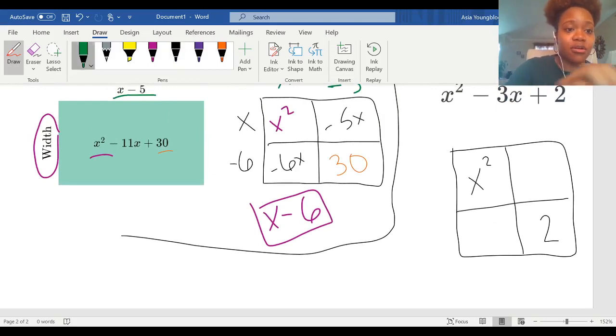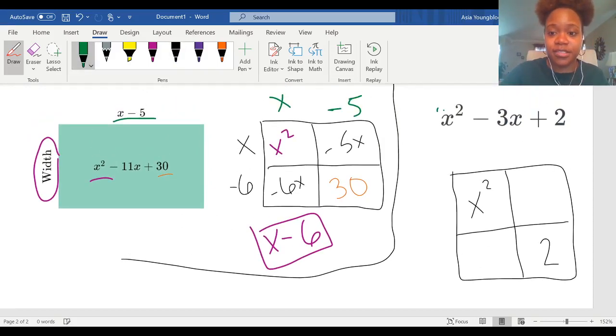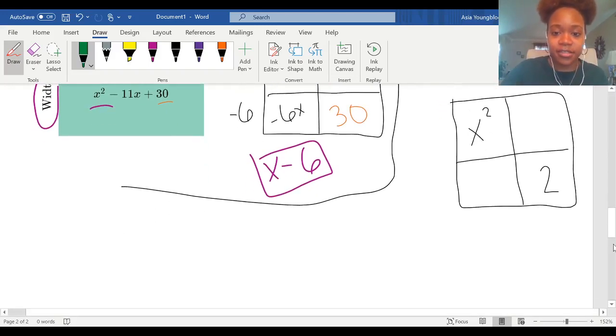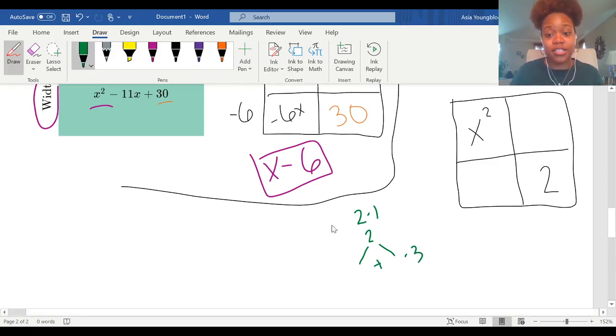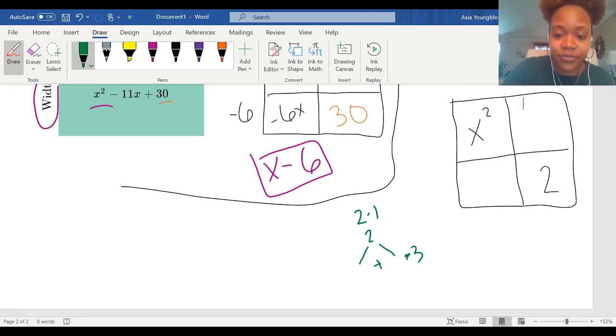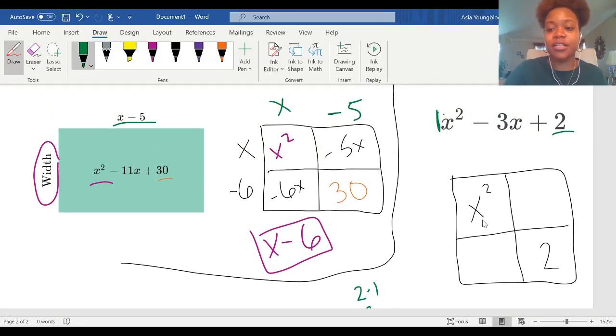And remember, that depends on the AC method. So this is our A, this is our C. So we're looking at 2 times 1, which is 2. We want two numbers that multiply to 2, but are going to add to get us negative 3. There is only one pair of factors for 2, and that's 1 and 2. In order for them to add to get us negative 3, they both have to be negative. So we would do negative 2 plus negative 1 is negative 3.